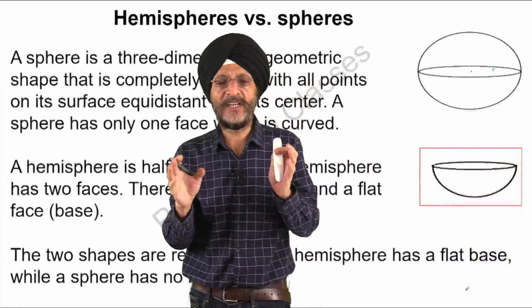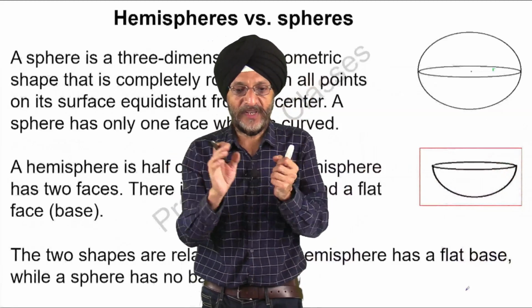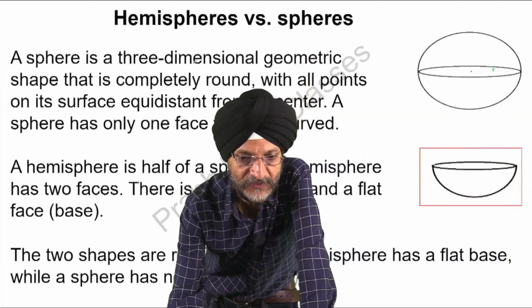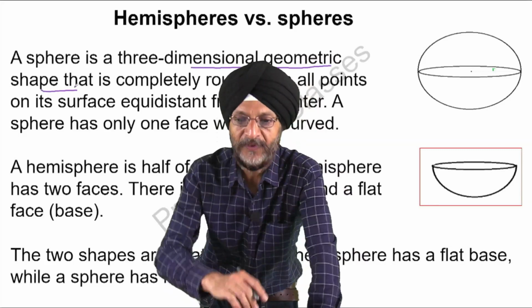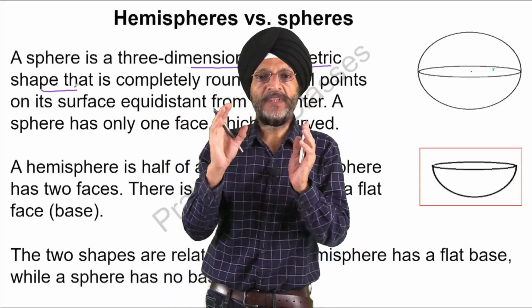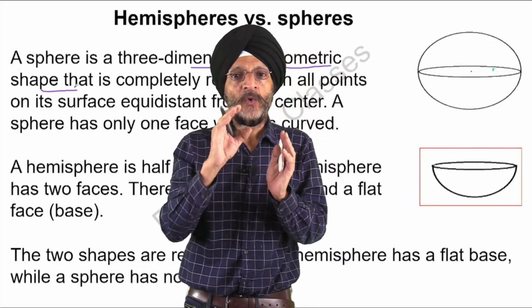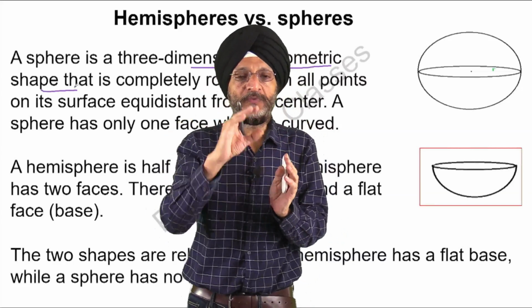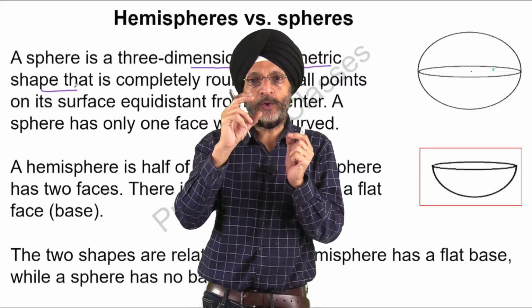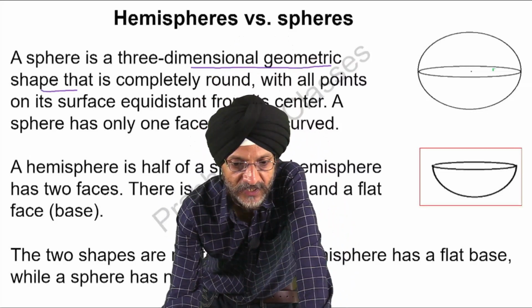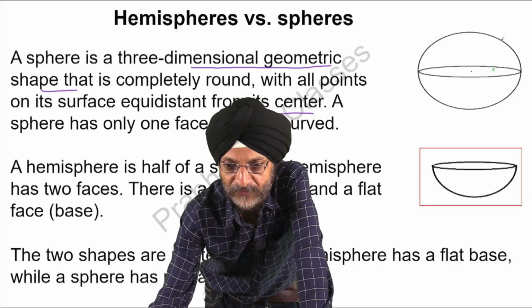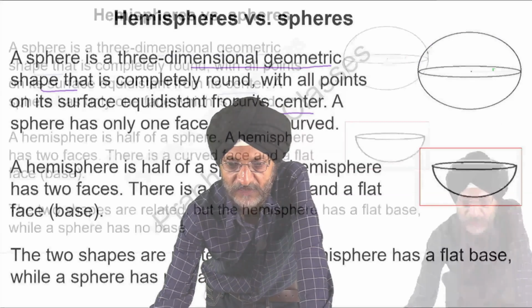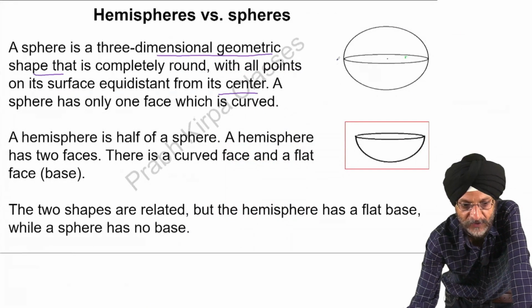Now we will understand the difference between hemisphere and sphere. A sphere is a three-dimensional geometric shape which is completely round with all the points on the surface of the sphere at equal distance from the center. A sphere has only one face which is curved. You can see here that this face is curved.